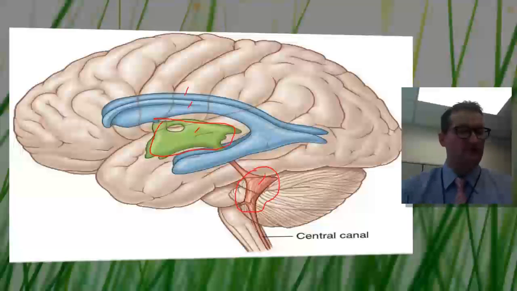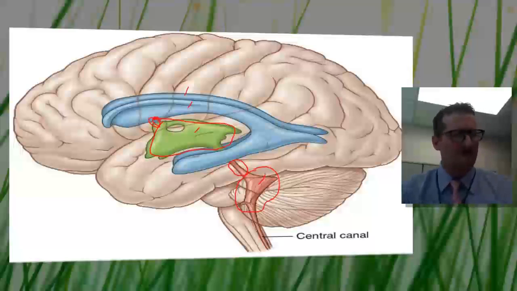Each of the lateral ventricles connects to the third ventricle through a passageway that's right here. A canal called the aqueduct of Sylvius leads from the third ventricle to the fourth ventricle. It narrows after the fourth ventricle to form the central spinal canal here, and that extends all the way down through the spinal cord.